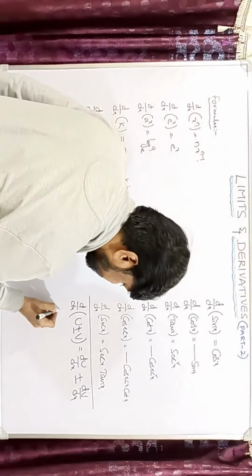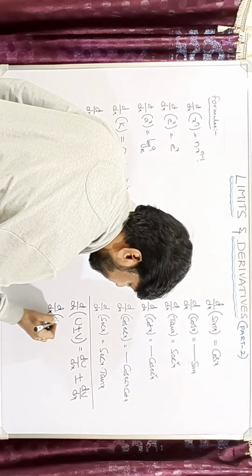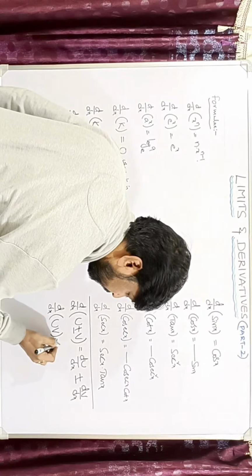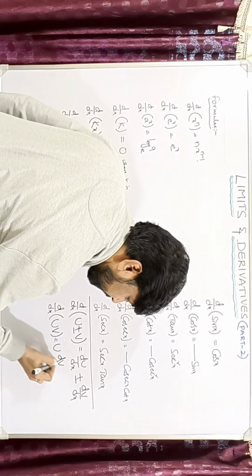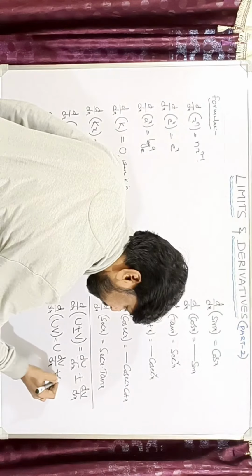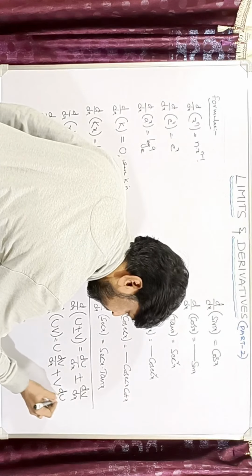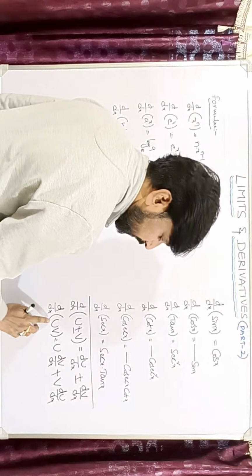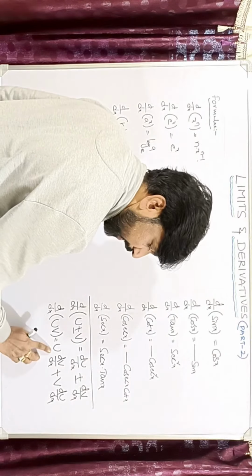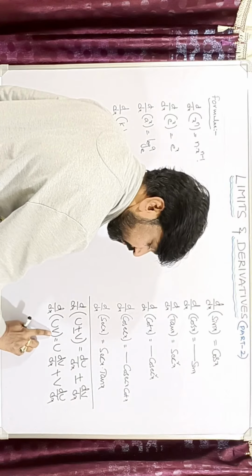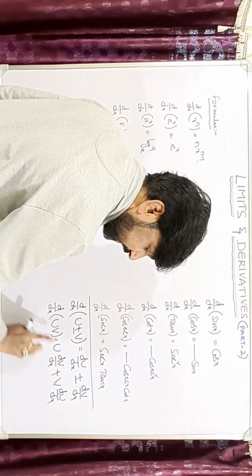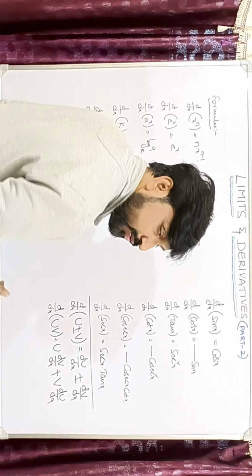Next, a very important formula: d by dx of uv is equal to u dv by dx plus v du by dx. What is the formula? u, as it is written down, into the derivative of the second function, plus the second function into the derivative of the first function.